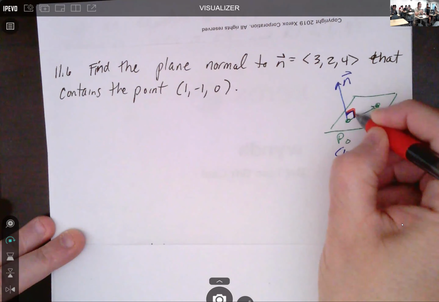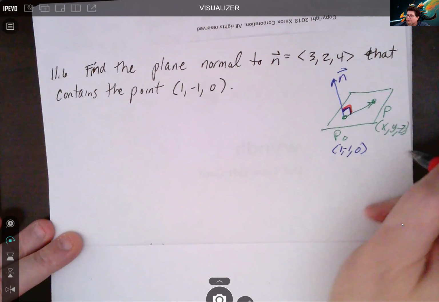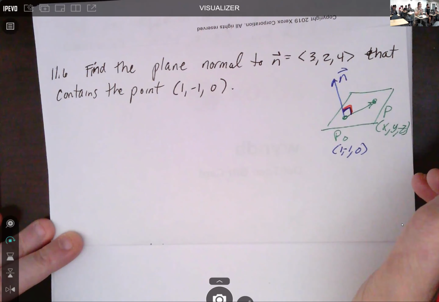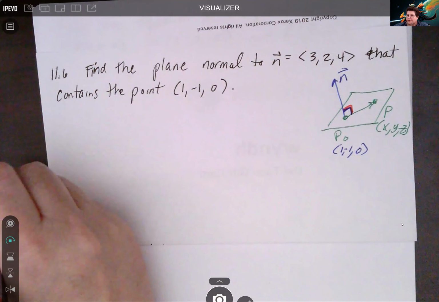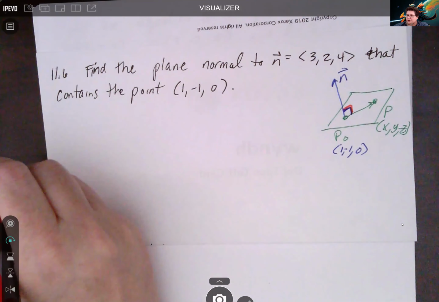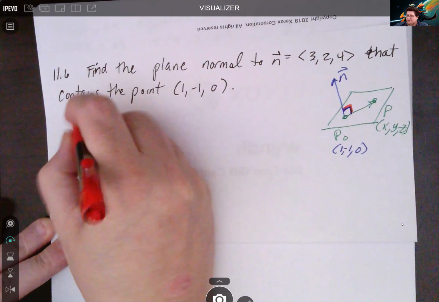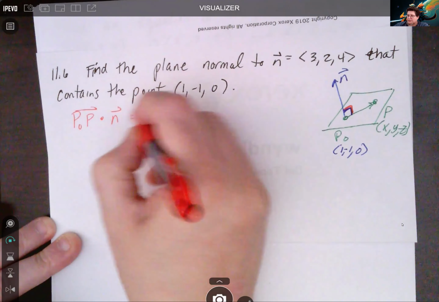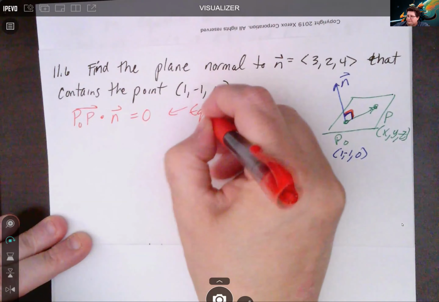Orthogonal. They're orthogonal. How can we show that two vectors are orthogonal? Take the cross product. No, dot product. The cross product finds a third orthogonal vector. If we just want to show two vectors are orthogonal, dot product should do it. So P naught P dotted with N should equal 0. This is the equation for the plane. We just need to fill it in.